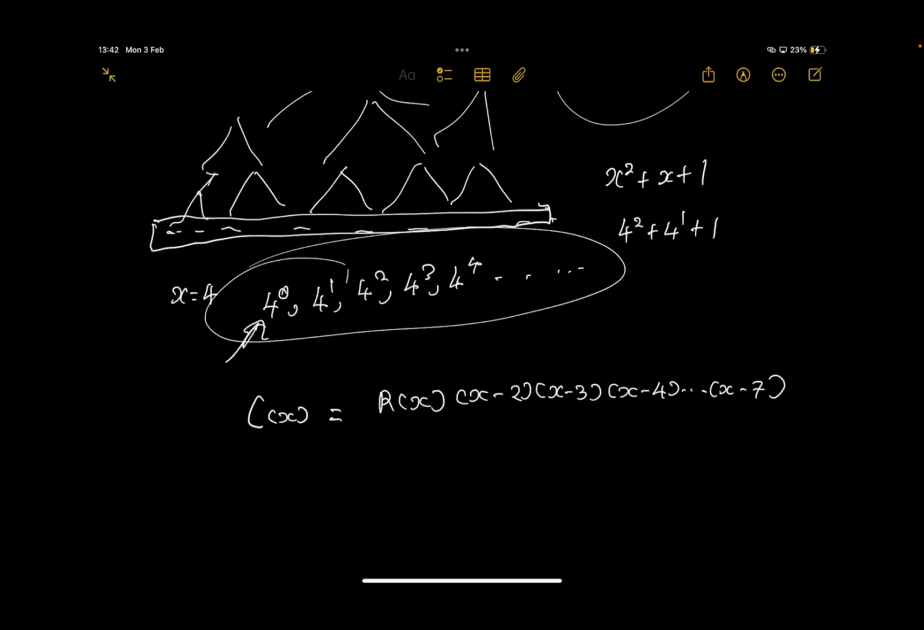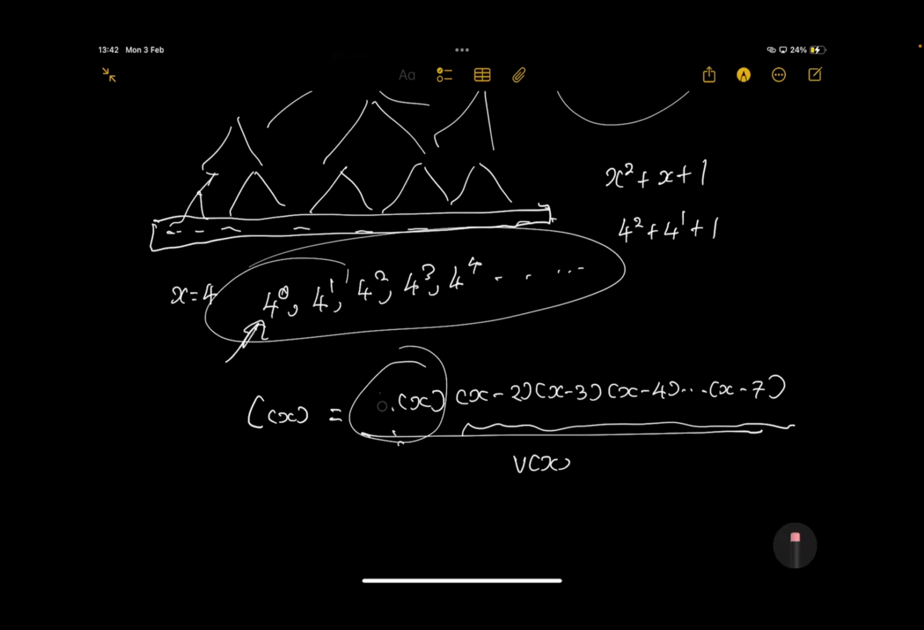Why is it other roots? I'm saying that C of x might not be exactly just x minus 2 times all the way to x minus 7. There might be other roots in C of x, but these ones are part of it. So when you divide by v of x, which is just this part here, it will be clean. It's just cut, and you're left with this, which is now the quotient. Instead of calling it R of x, let me call it Q of x.